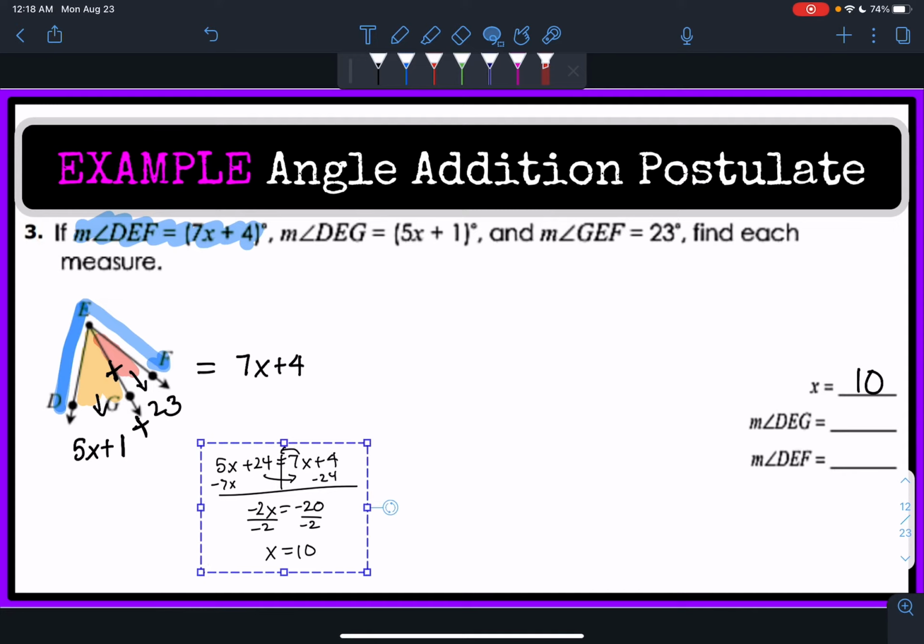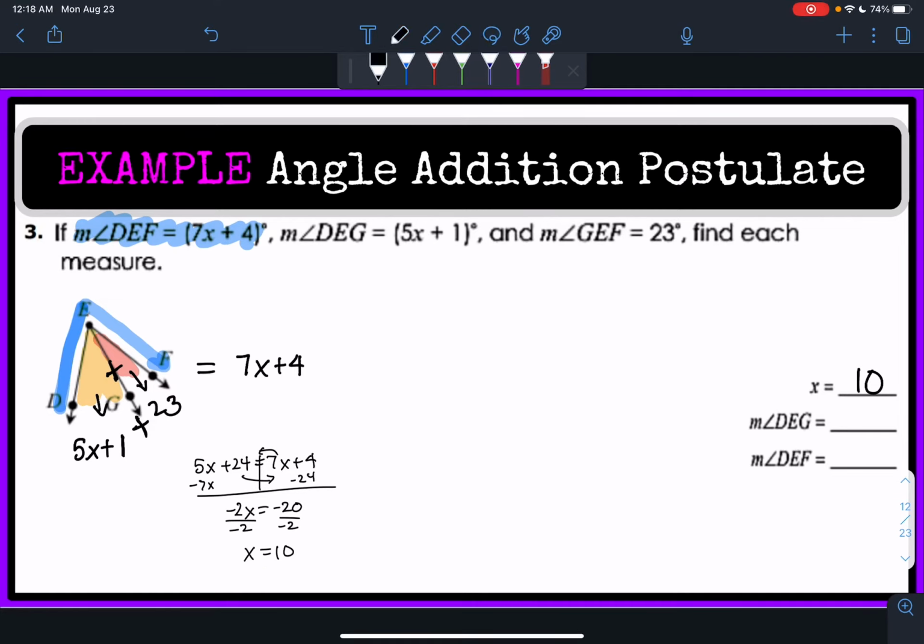Let's make this smaller and move it down here. The measurement of angle DEG is equal to 5x plus 1. Now that I know that the measurement of x is equal to 10, I can multiply 5 and 10, add 1, and that's going to equal 51. So that angle measurement is equal to 51 degrees.